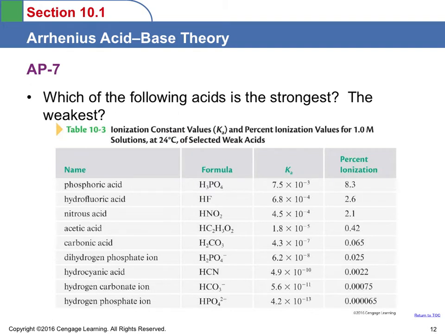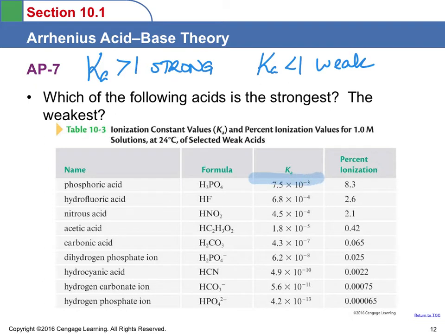So here is a very abbreviated table of Ka values, and the question asks which of the following acids is the strongest and which is the weakest. So we just said Ka greater than 1 is strong, Ka less than 1 is weak. If we look at the table, we have 10 to the negative third at the top, 10 to the negative 13th at the bottom. Now both of these are less than 1, so they fall on the classification of a weak acid.